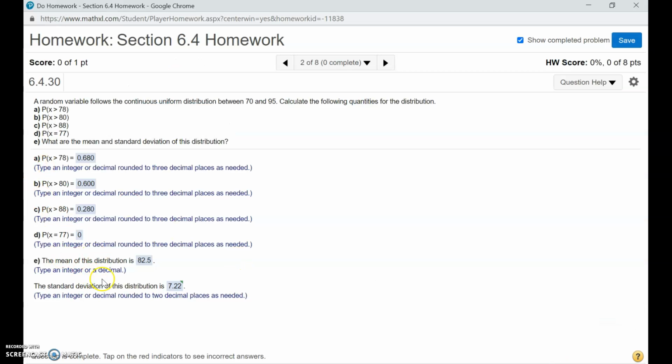Okay, so x equals 77. It can't equal at one number. The probability would be close to 0, so the answer is 0. I showed you how to do the mean and the standard deviation using the formula.